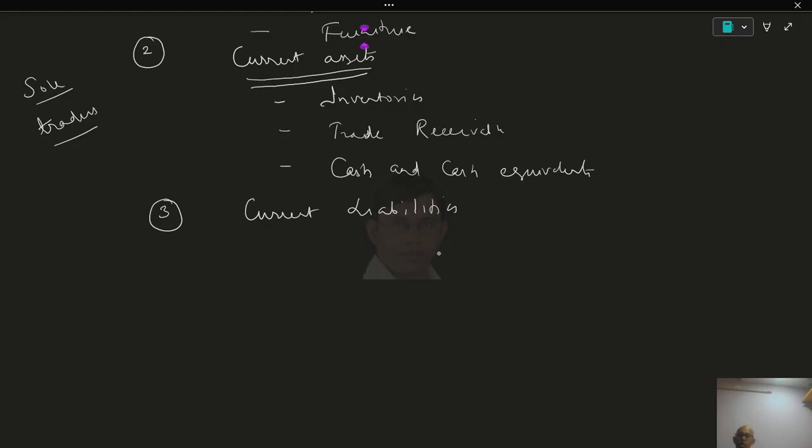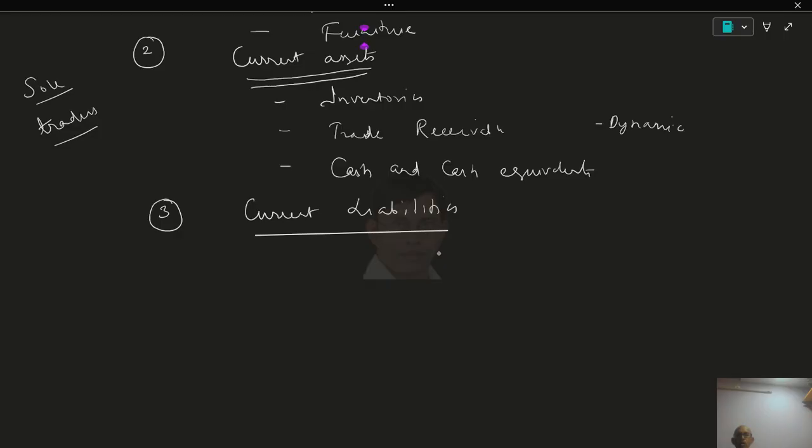So what are current liabilities? What are current assets? Current assets are those which change within a period of 12 months. Inventories today may be something else tomorrow. You keep buying and selling the goods. Similarly, trade receivables: you keep selling, you keep receiving the money, so they will not be the same. Cash also, you keep receiving and paying, so it will not be the same. So all these are dynamic in nature.